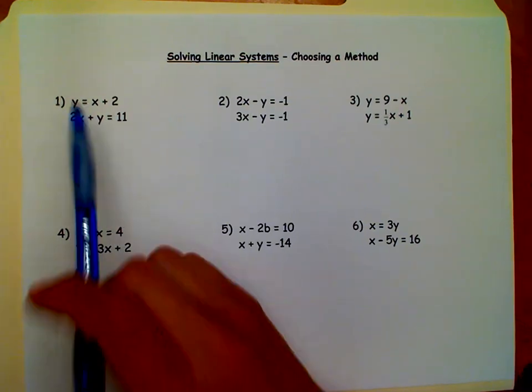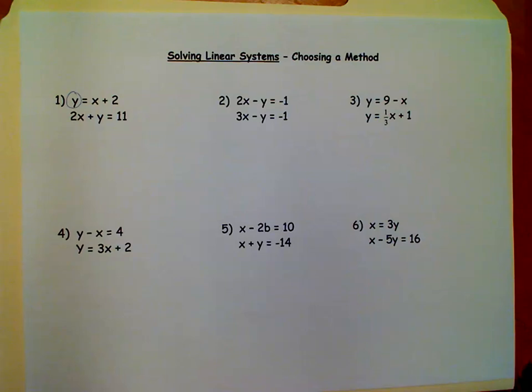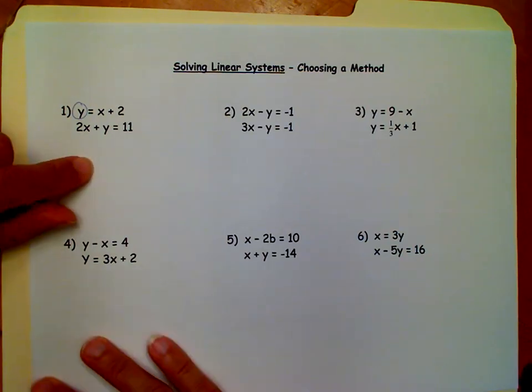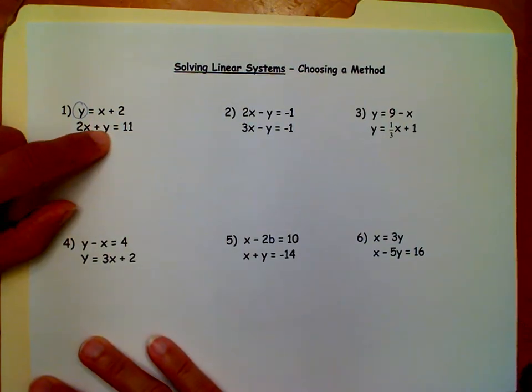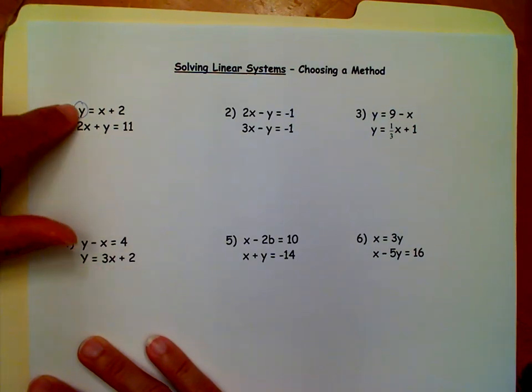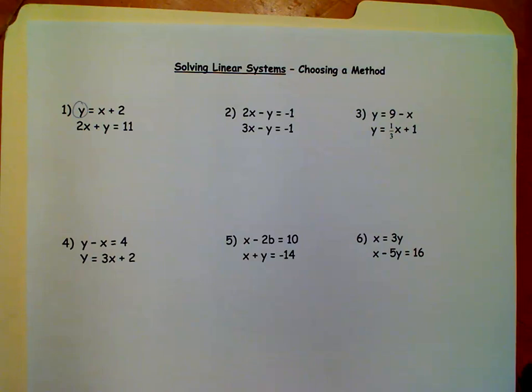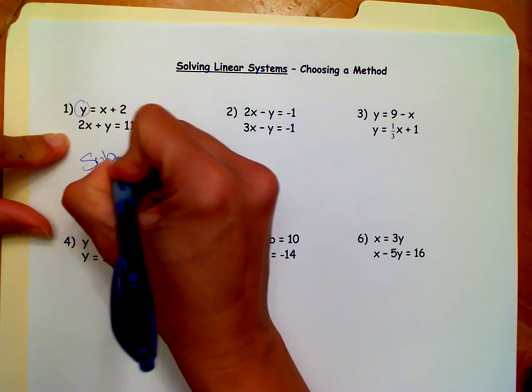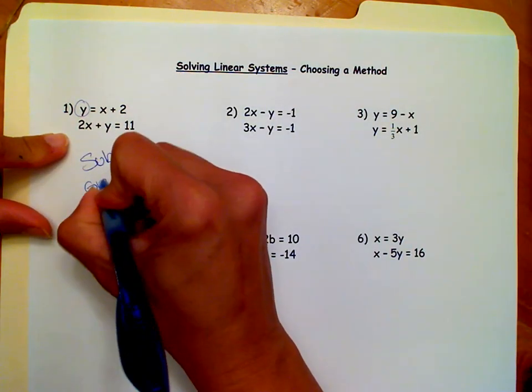This one right here, what I notice about this is y is all alone. And when one variable is all alone on one side of the equal sign, the preferred method is substitution. So I would definitely use substitution for that one. But some people might notice that there's no coefficient in front of the y, so it would be really easy to move that 2x, you minus 2x from both sides, and when you did that, the y's would both be alone, and then graphing would be the easiest if the y's are alone. So either one, substitution would be my first choice there, and then graphing would be my second choice.